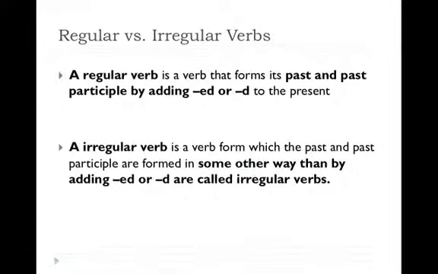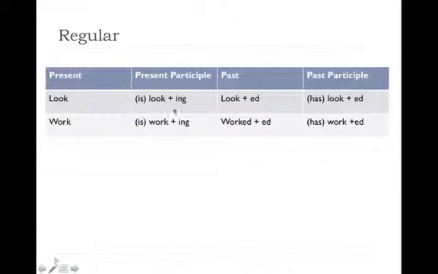Here's a good example of a regular verb. Look is the present form. When we add ing, we have the present participle, looking. Looked, with ed at the end, and has looked, with ed at the end, is going to form our past participle.